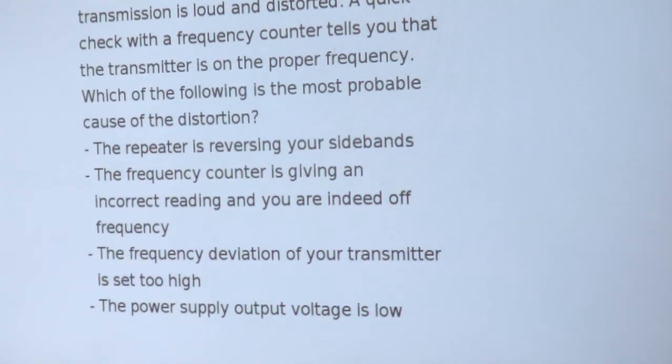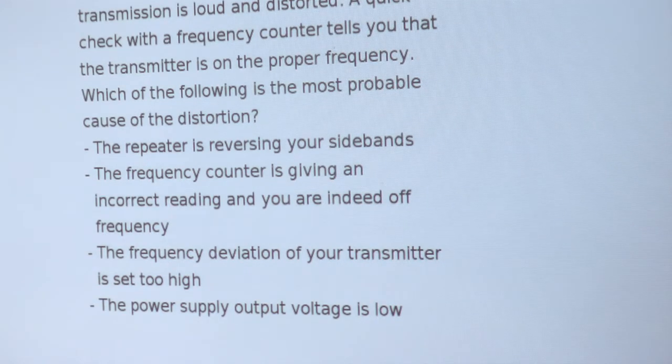The repeater is reversing your sidebands. The frequency counter is giving an incorrect reading, and you are indeed off frequency. The frequency deviation of your transmitter is set too high. The power supply output voltage is too low. Frequency deviation of your transmitter is set too high.